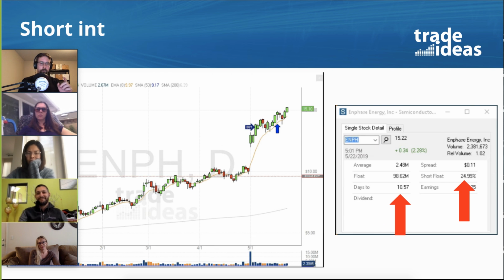So then with float comes short float. So we talked about last time how the float is the number of shares outstanding, and the short float is the number of people who have shorted that, so have bet against that stock. So, for example, this stock in particular, Enphase Energy, 25% of all of the shares outstanding are short. So there's 100 million shares thereabout outstanding. 25 million of those shares are short.